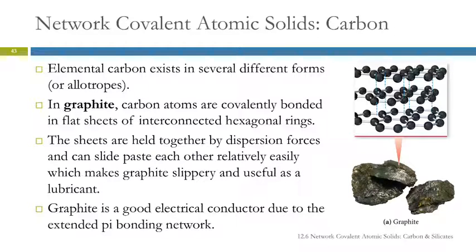Okay, let's talk more about the network covalent atomic solids. There aren't a lot of elements that do this, but carbon is one of them and is probably the most interesting. So elemental carbon exists in several different forms. You can have graphite and diamond. Those are the two we're most familiar with. We call those different forms of the same element allotropes. I have no idea why, but there it is, allotropes.